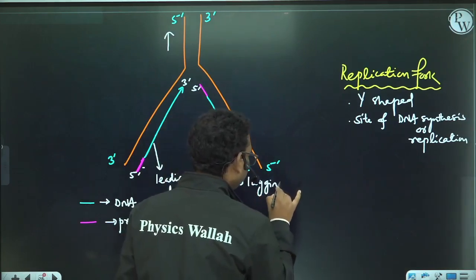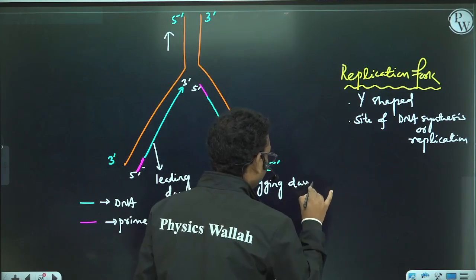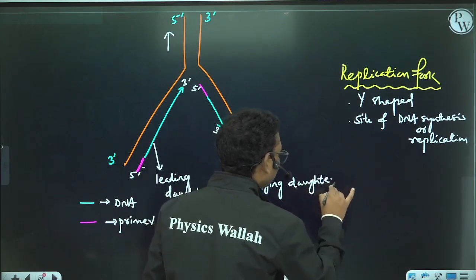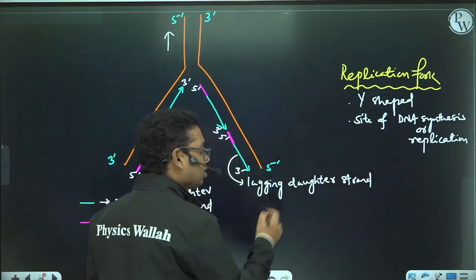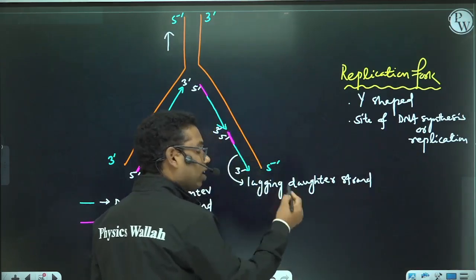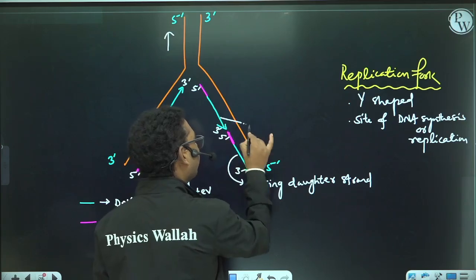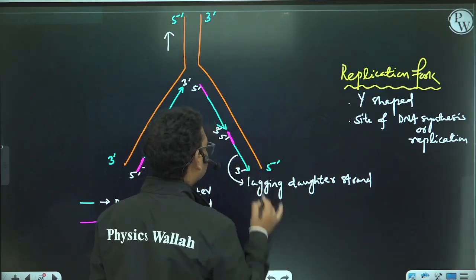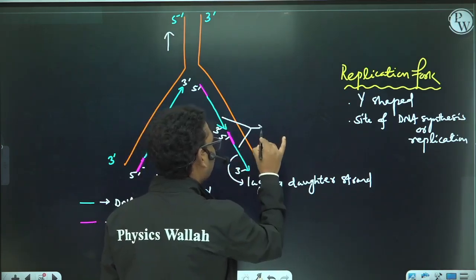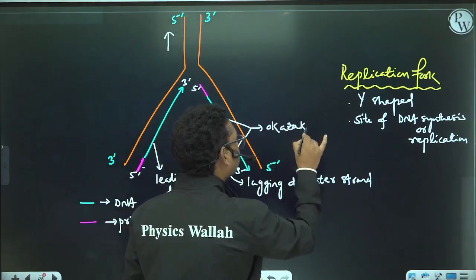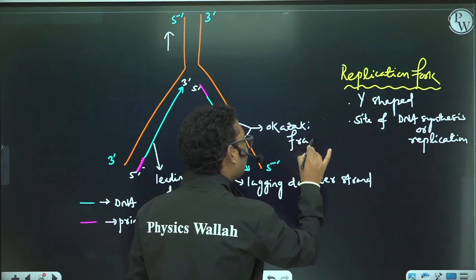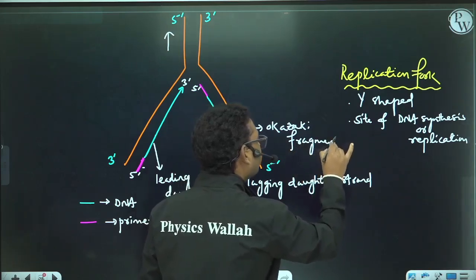And these fragments, so this is synthesized discontinuously, and this is synthesized discontinuously. So these fragments are called what? These fragments are called Okazaki fragments. So what does an Okazaki fragment consist of? DNA plus RNA. It consists of both DNA plus RNA.